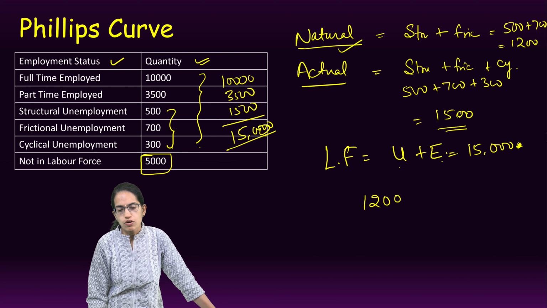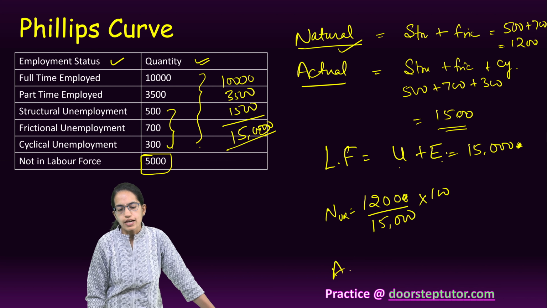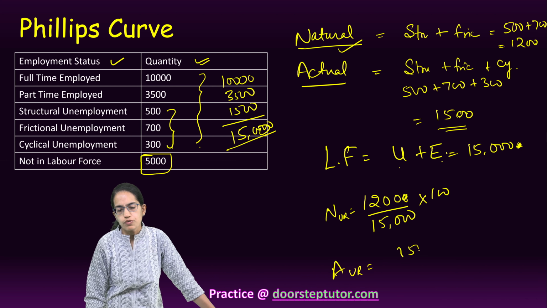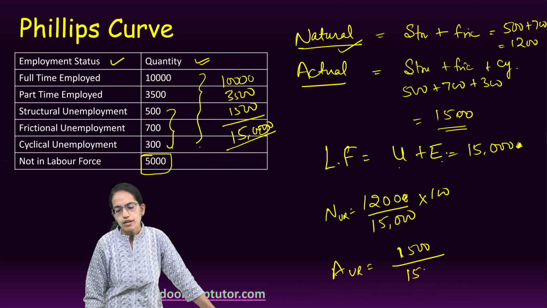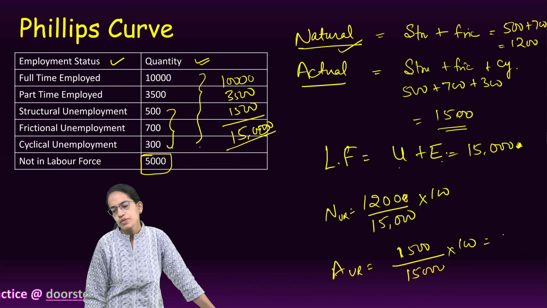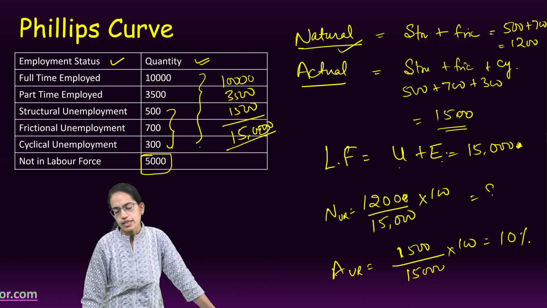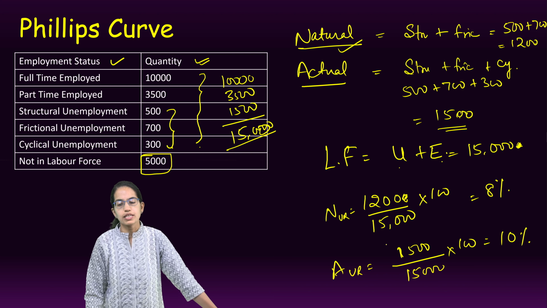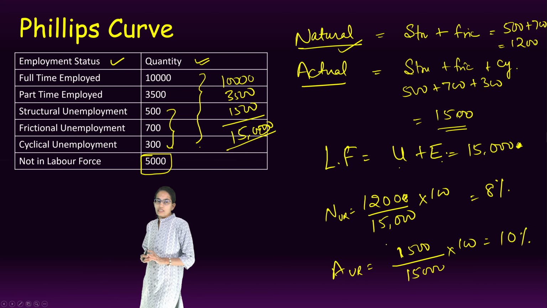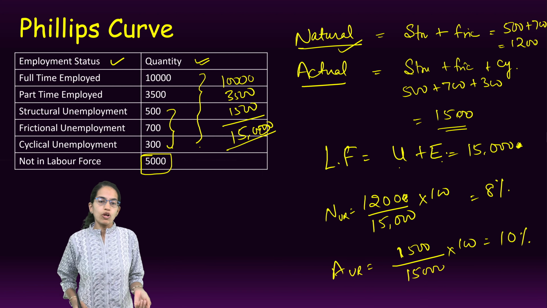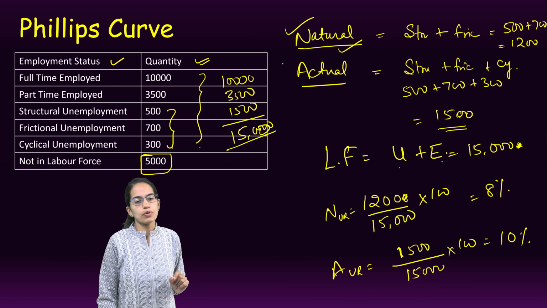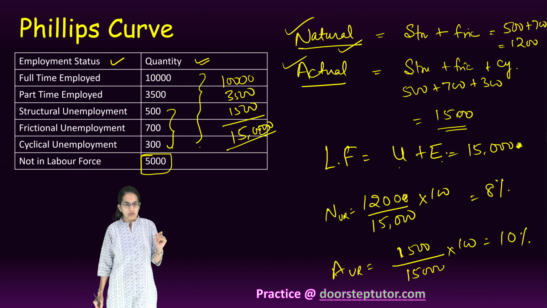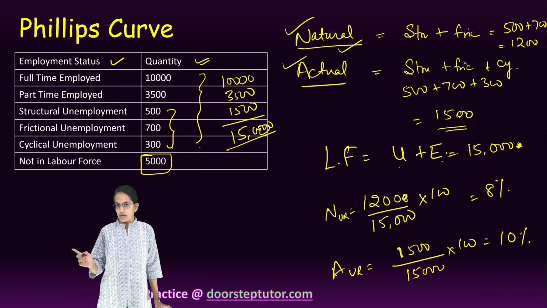So, natural rate of unemployment would be 1200 divided by 15,000 times 100. That is the natural rate of unemployment. And the actual rate of unemployment is 1500 divided by 15,000 times 100, that gives 10%, and the natural rate is 8%. Solving this, the first part of this question was solving the natural rate of unemployment and the actual rate of unemployment, that we already did. The percentage we have already calculated.